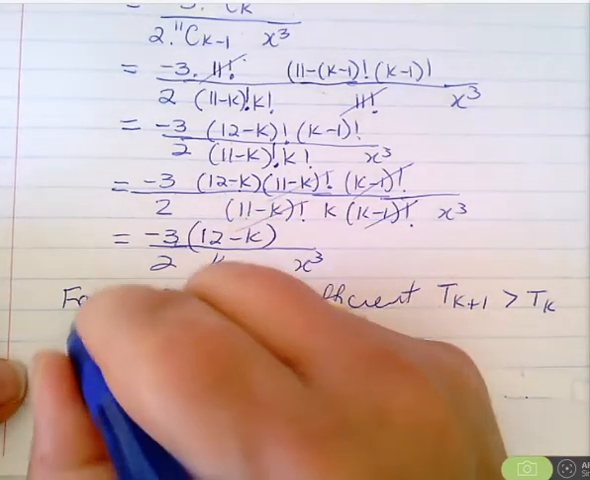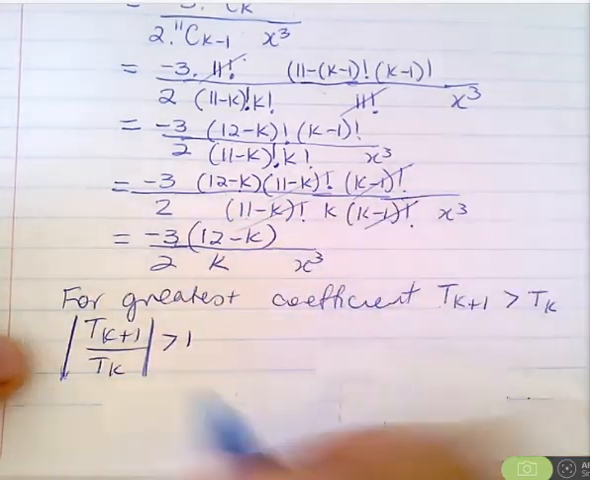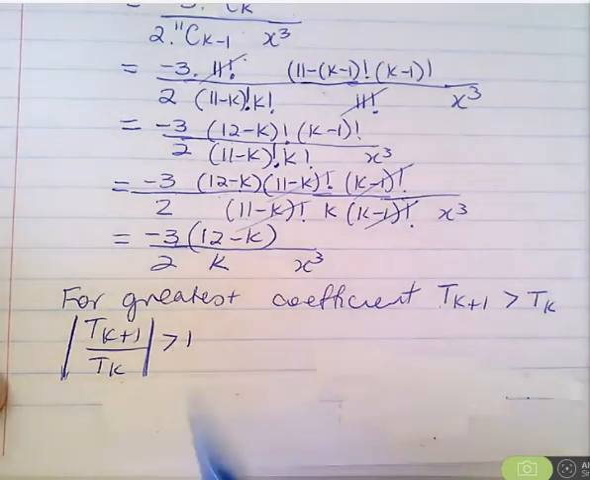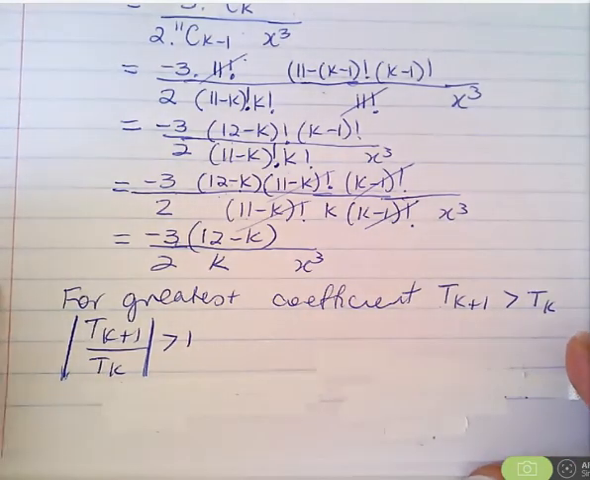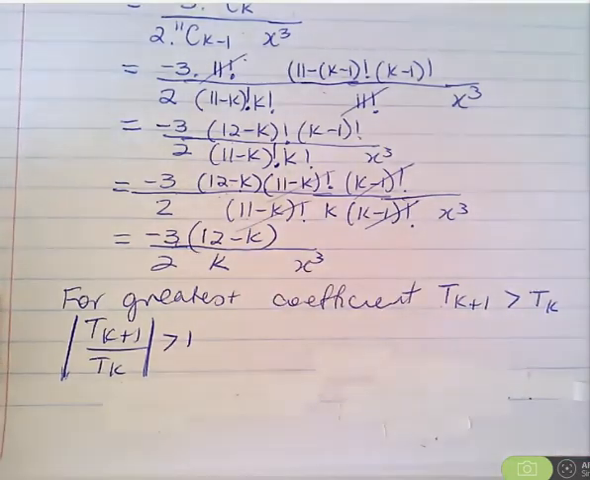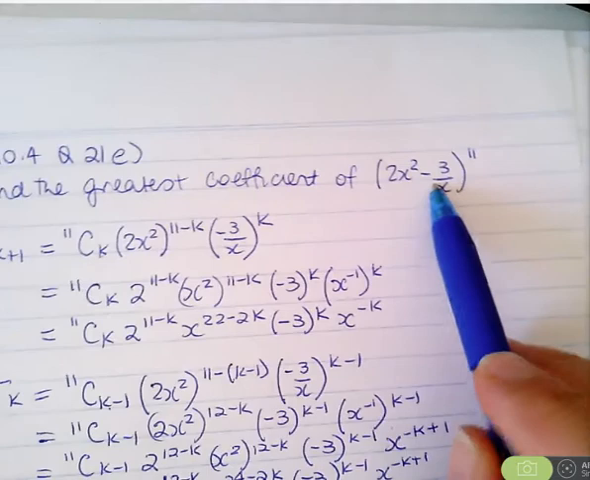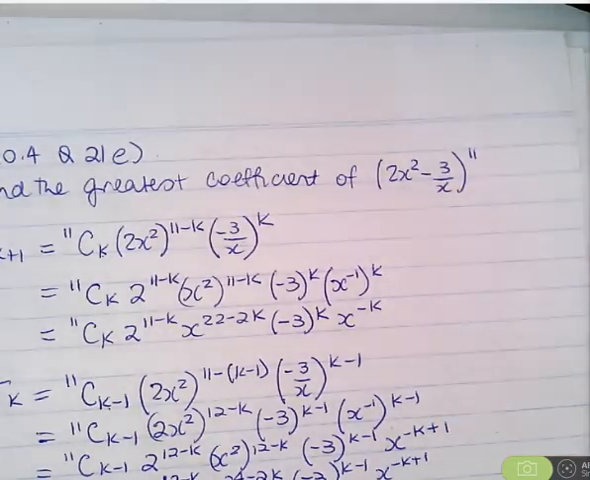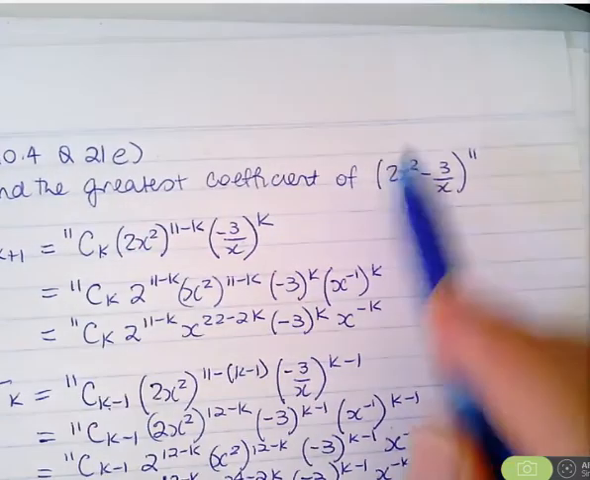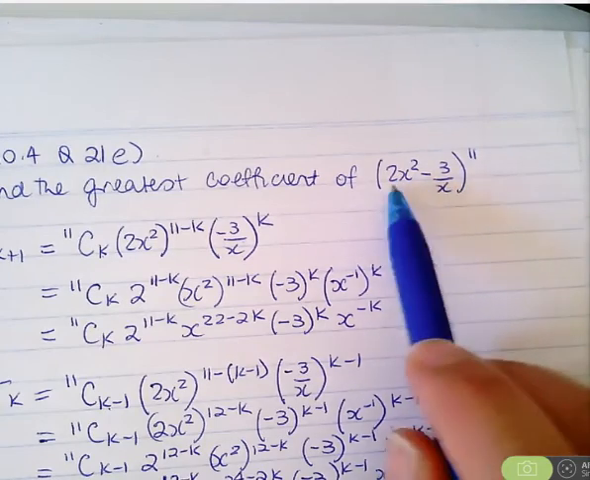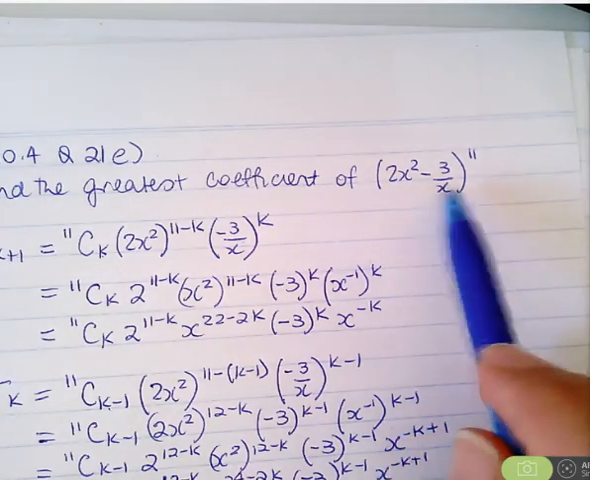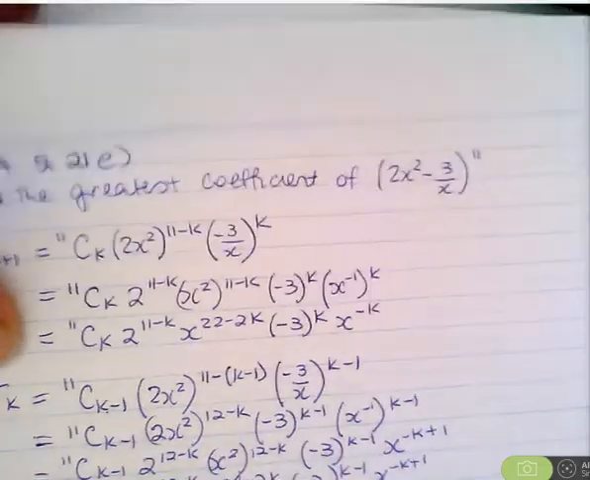So we need the absolute value of t to the k plus 1 over t to the k is greater than 1. Now, remember, we're just looking at the coefficient here. So please, where you've got a plus here, as in the first example that we did, you don't need the absolute value thing. But where you've got a positive term, a negative term, a positive term, a negative term, if you were to write out the expansion.